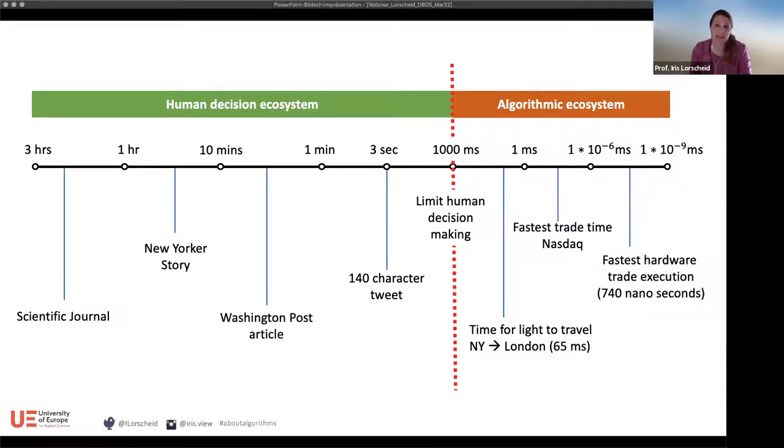For an algorithm, this is nothing. This is just milliseconds, in nanoseconds maybe even. They are so much faster than we are. And what this means and why we need to take care of this as data scientists is what I want to show you now with an example.